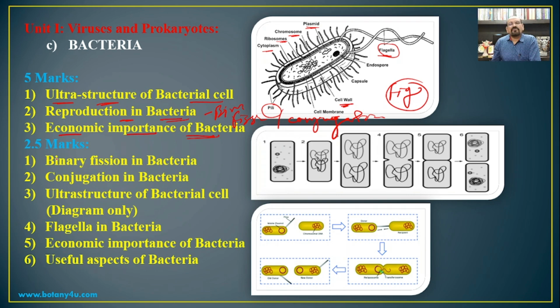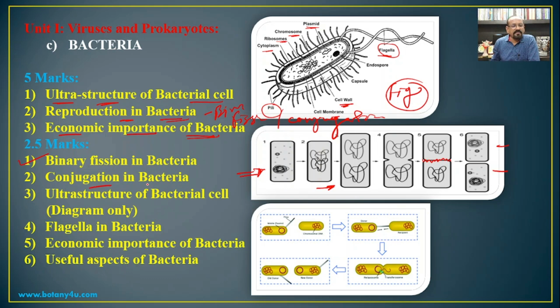In 2.5 mark questions, again there is a question on binary fission in the bacteria. These are the series of diagrams which show the binary fission. Here you can see there is first a replication of the genetic material or the DNA by means of amitosis. Then there is formation of a cell plate in between the genetic material, resulting in the formation of 2 cells from the single bacterial cell, and hence there is multiplication of the bacterial cell, which is called reproduction.